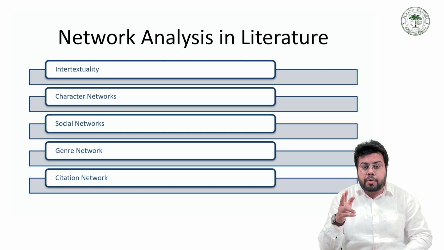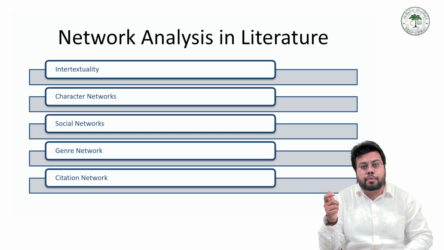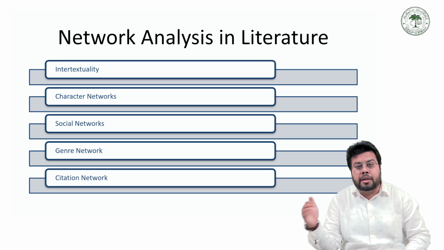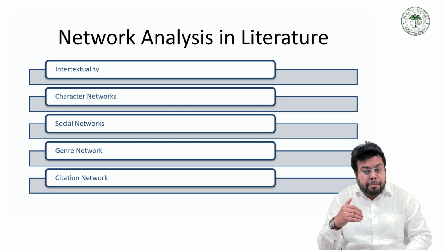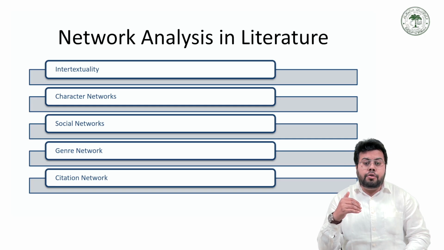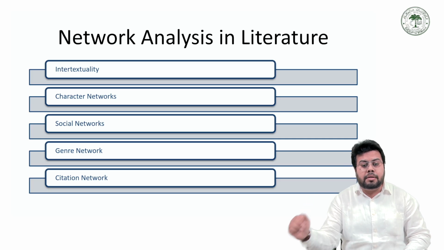In citation network, there are a number of networks that we have, but the most important or major ones are the co-citation network, where two documents are linked because they are cited together by another document, or bibliographic coupling, which means two documents are linked because they cite the same sources.